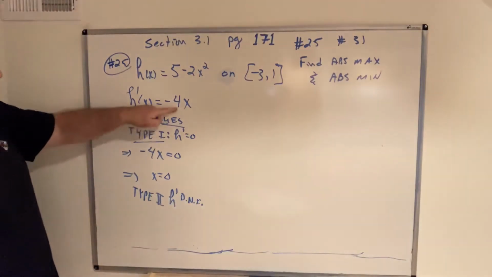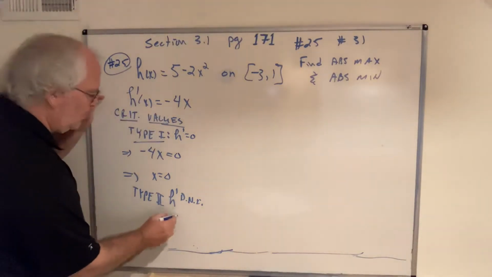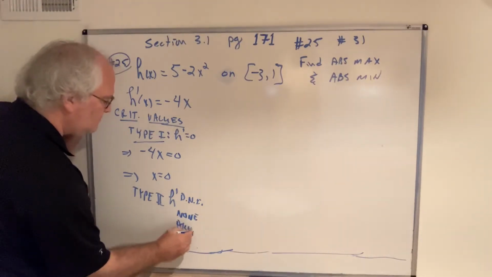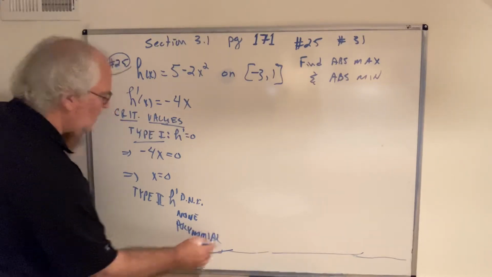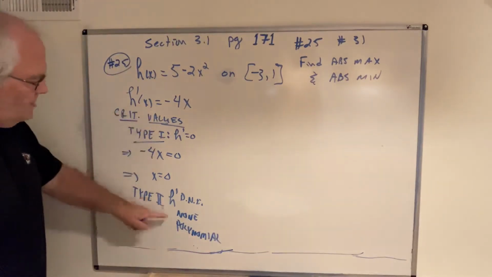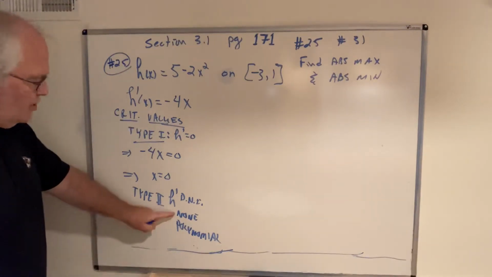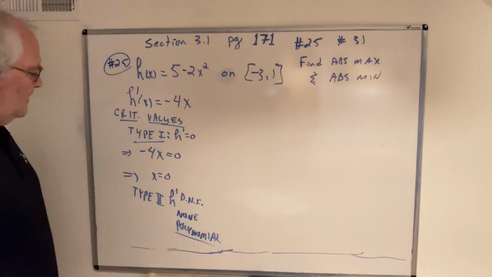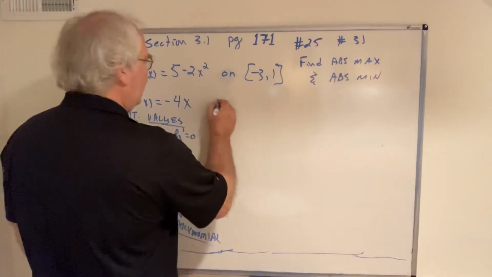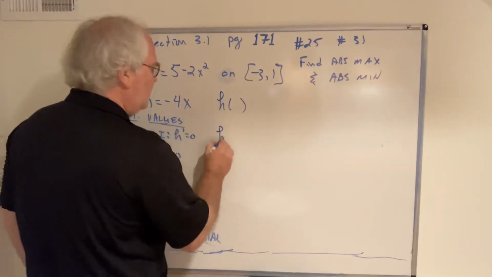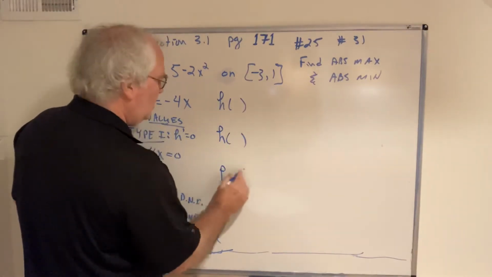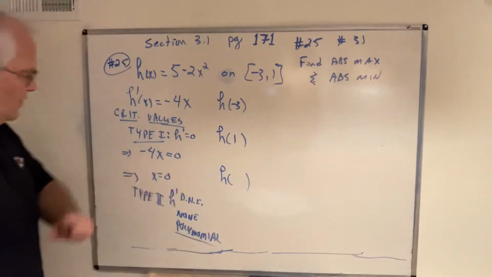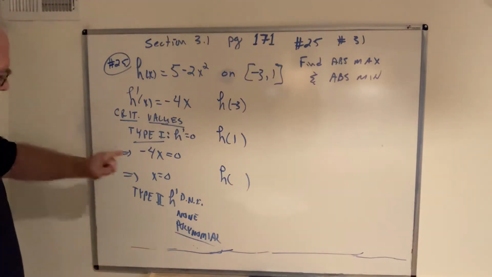But since the derivative is a polynomial, that means there are none, because it's a polynomial. So anytime the derivative is a polynomial, there are none. Make sure you write there are none, and make sure you write it's because it's a polynomial. All right? So now we have to find h and round up the usual suspects. We have to do endpoint number 1, endpoint number 2, and then all the critical values we found, which is 0.